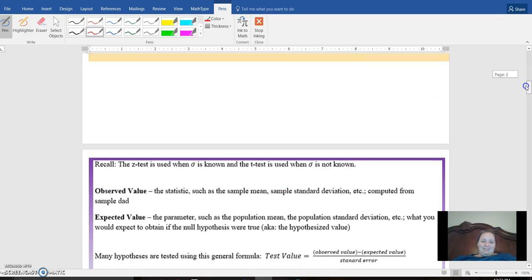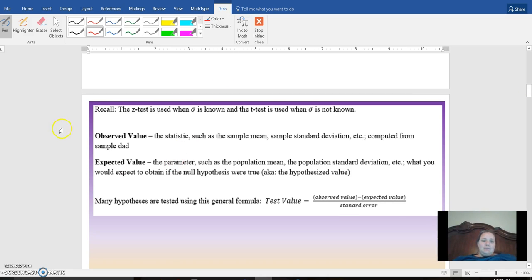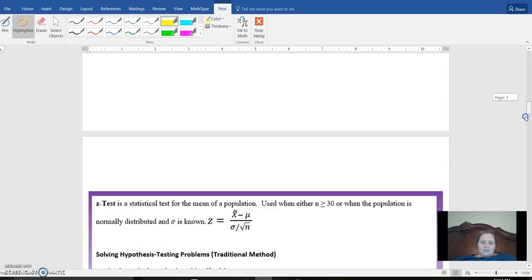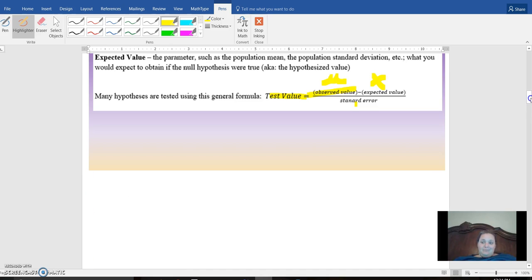Okay, so we have the test value. This is spelled wrong. It's going to be like the z-score, but the newer formula because of the central limit theorem. So we're going to take the observed value, the mean, and we're going to subtract the other way around.